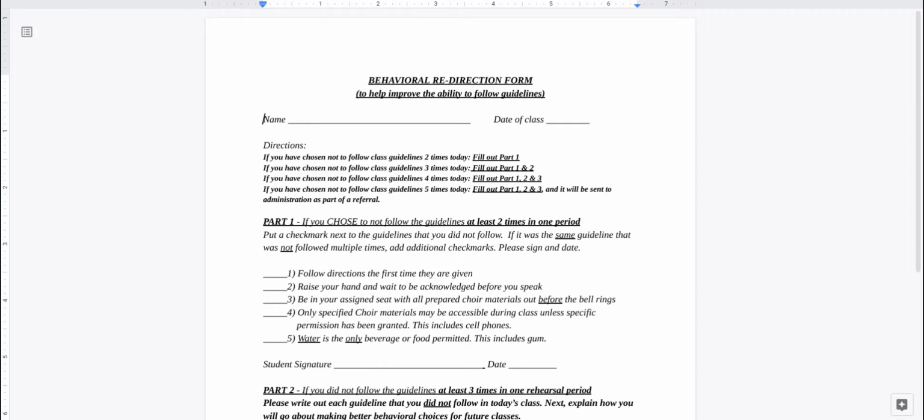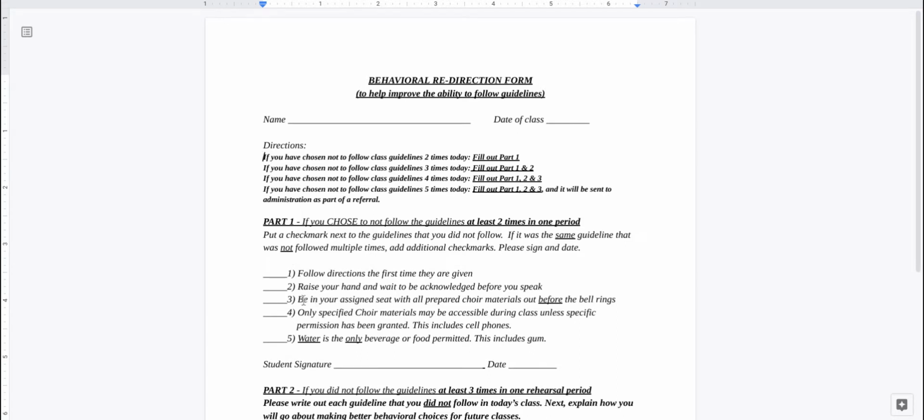After they don't follow a guideline one time in class, we need to move to something a little bit more substantial, and that's when this form comes into play. So you can see here, if you have a student who has chosen to not follow two guidelines or follow the same guideline two times in one day, they fill out part one. Well, what's part one? Well, if you choose to not follow the guidelines, please check next to the guidelines that you didn't follow. So it's very simple.